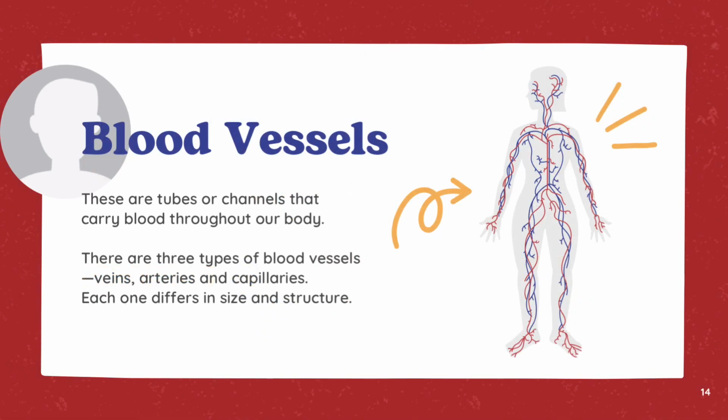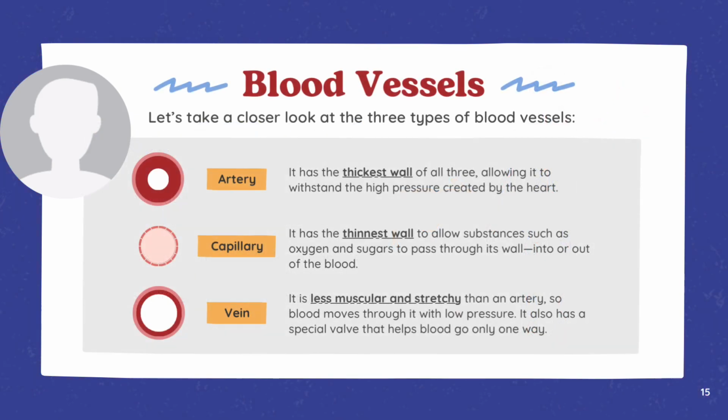Next are human blood vessels. These are tubes or channels that carry blood throughout our body. There are three types of blood vessels, which are veins, arteries, and capillaries. Each has a different size and structure. Let's look at the three components of blood vessels: artery, capillary, vein.